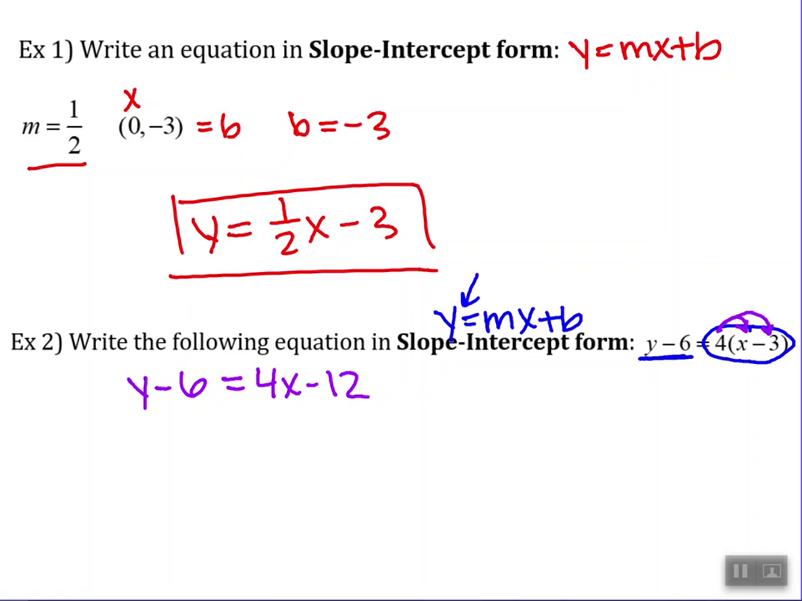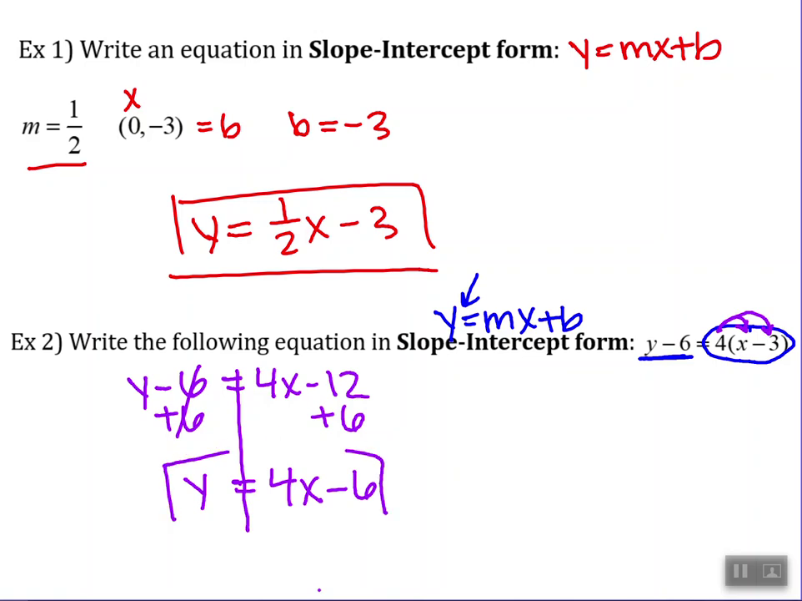Like I said, we don't want to have this y minus 6 here. So I'm going to add 6 to both sides. 6 is like terms with the 12. Be careful: 6 does not have an x, so I can't add it to the 4. So I get y equals, and that's what I'm looking for, 4x, negative 12 plus 6 gives me negative 6. And there is my equation in slope-intercept form. Okay, let's take a look at our next example.